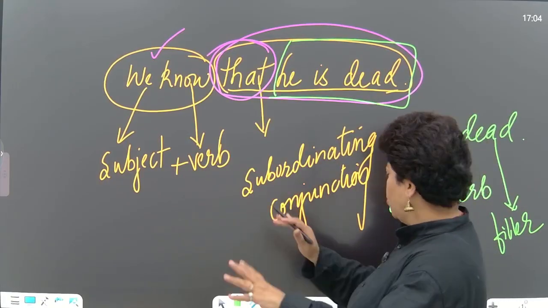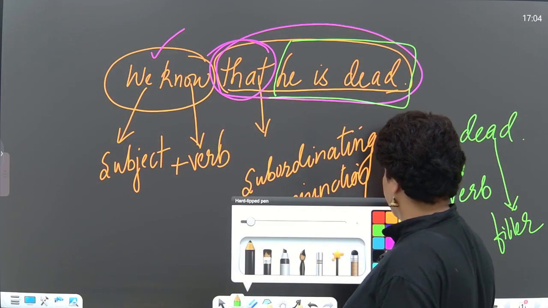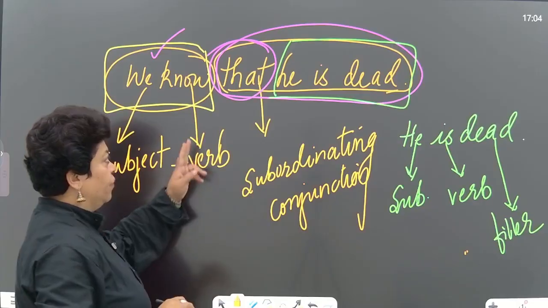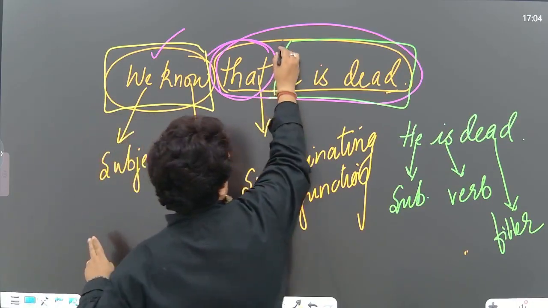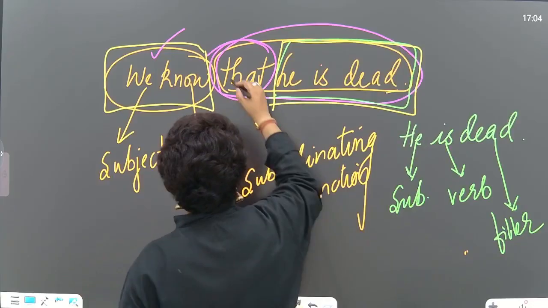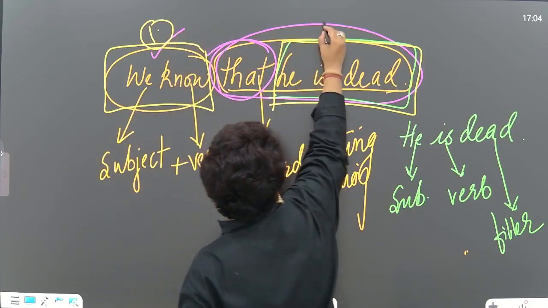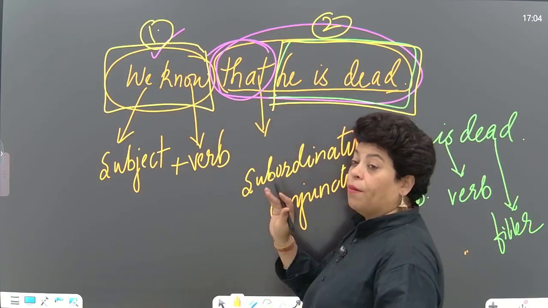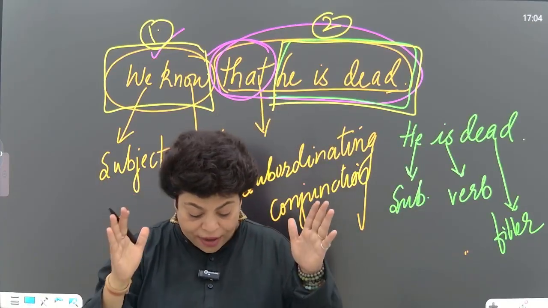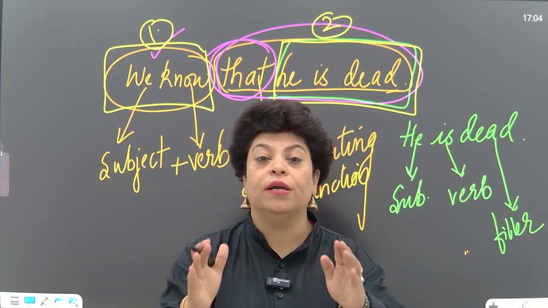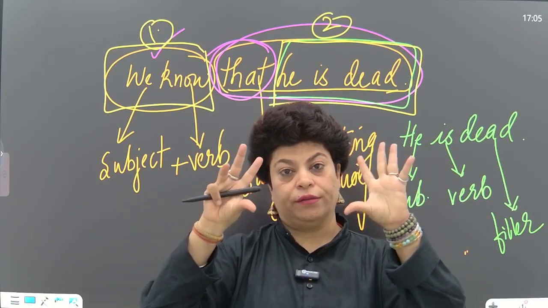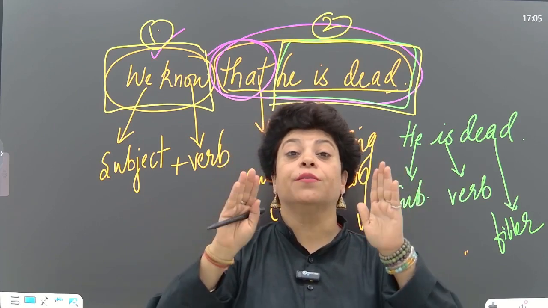So, in total, we come to know how many types of sentences there are. This is one sentence, and then "he is dead" is another. That means this complete sentence has two sentences: "we know" and "he is dead." But what do we have in the center? Which word is joining two sentences? "We know that he is dead." We have "that." That is a subordinating conjunction.